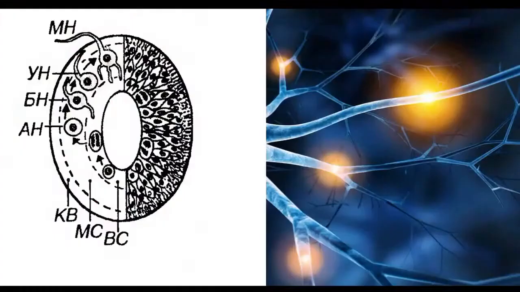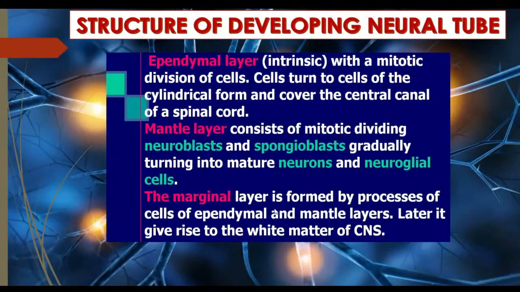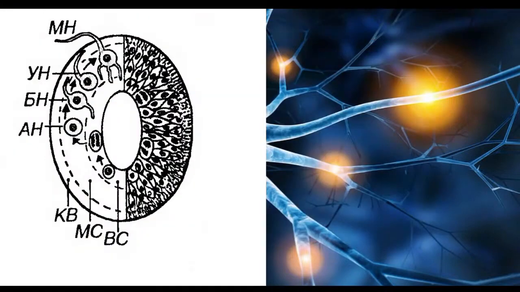Next is the marginal layer. It is formed by processes of cells of the ependymal and mantle layers, and later gives rise to the white matter of the central nervous system. For example, we have a very good view in the peripheral area. So again: the ventricular layer with cylindrical-shaped cells, the mantle layer with differentiated cells, and the marginal layer with the processes of these cells.